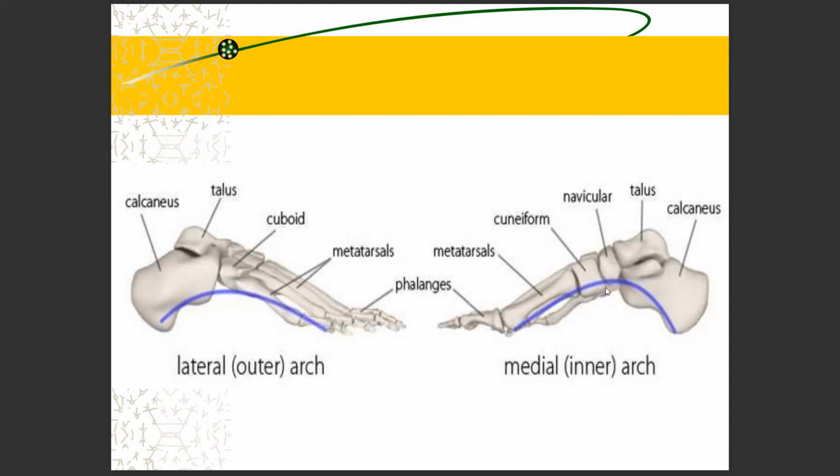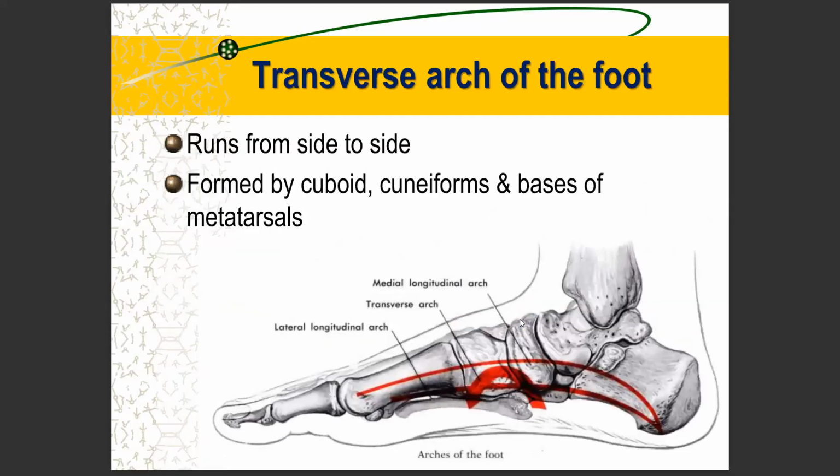If we look at the height, this height is much more than this one. So this is less high and this one is higher. Now the transverse arch of the foot is from side to side, while the longitudinal arch was in that direction from calcaneus towards the metatarsal. The transverse arch is from left to right side, and it is formed by the cuboid, cuneiforms, and the base of the metatarsals. There is no navicular, there is no talus, there is no calcaneus.